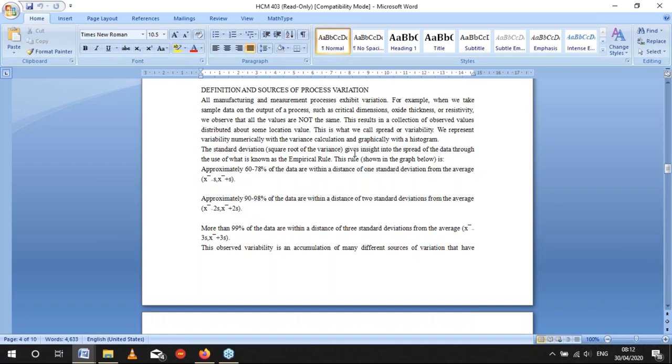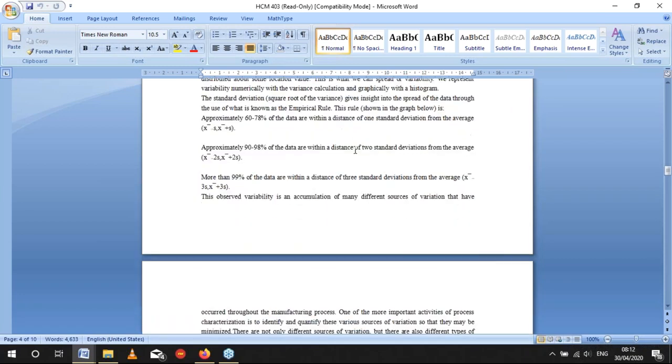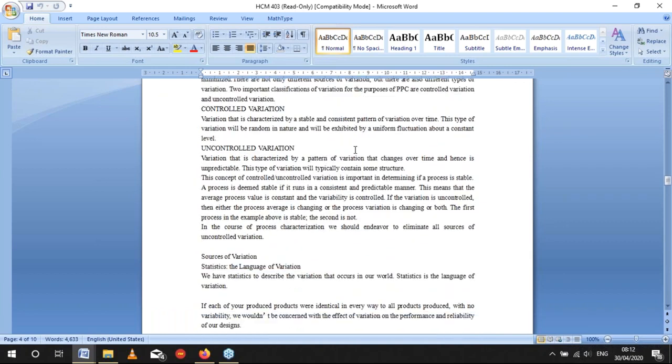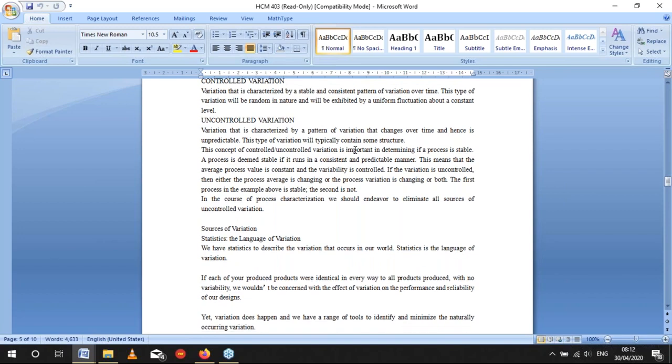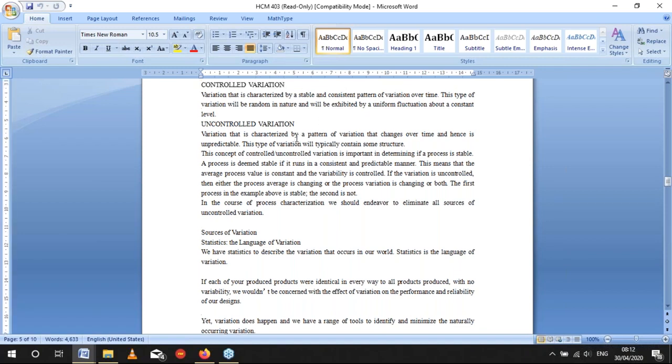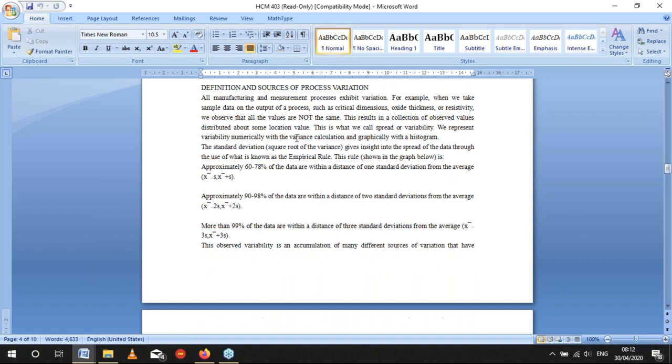I repeat, there are two primary methods applied with Six Sigma. One of these methods inspects process outcome and counts the defects. Number two, the second method uses estimates of process variation to predict process performance.